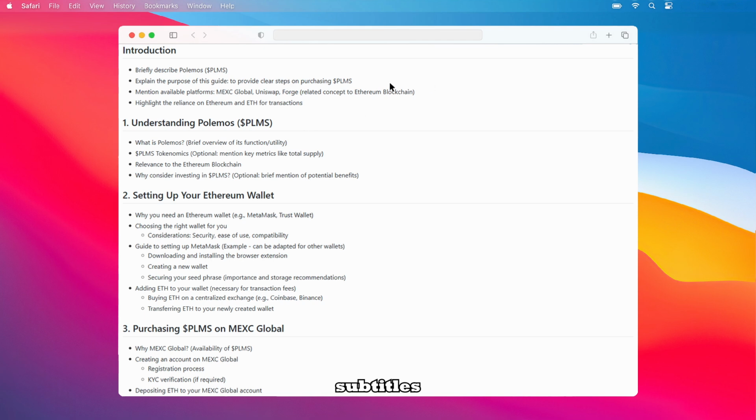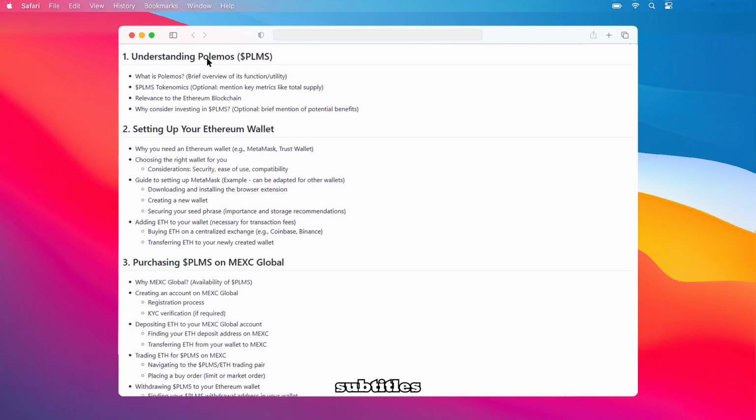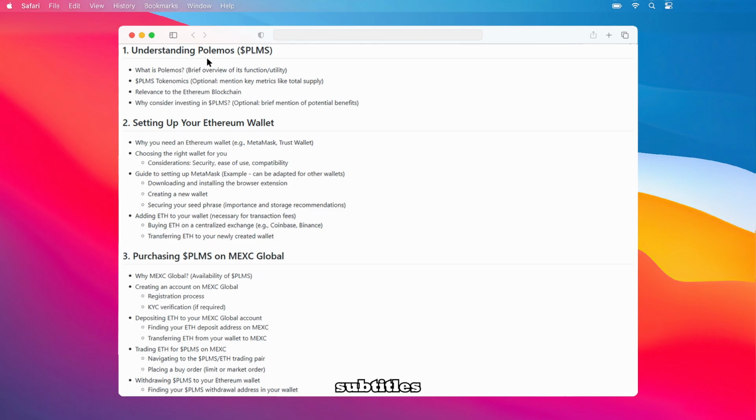First, let's understand what POLEMOS is. It's important to have a brief overview of its function and utility, as well as an understanding of the $PLMS tokenomics. Consider looking into key metrics like total supply. Its relevance to the Ethereum blockchain is a critical factor, so we'll touch on that and briefly mention potential benefits that could make investing in $PLMS worthwhile.